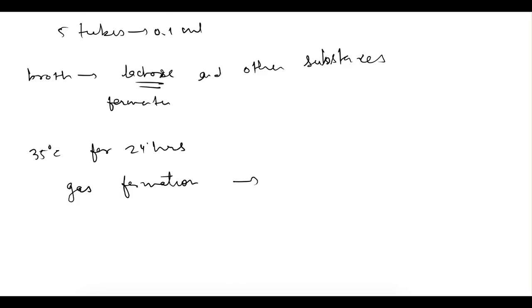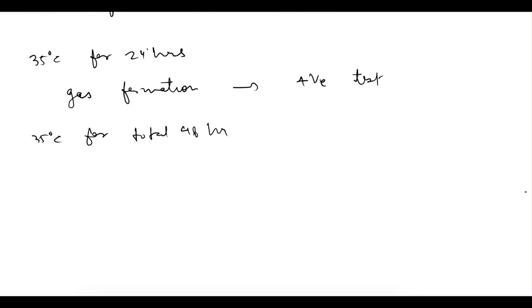and if gas is formed then it is a positive test, and if gas is not formed, then we again keep it at 35 degrees Celsius for 24 more hours. So that will total 48 hours, and at the end of 48 hours we check if gas is formed or not. If it is formed, then again it is a positive test, and if it is not formed, then it is a negative test.